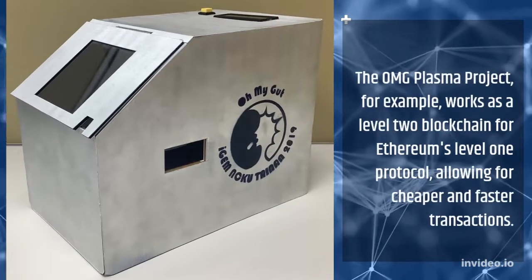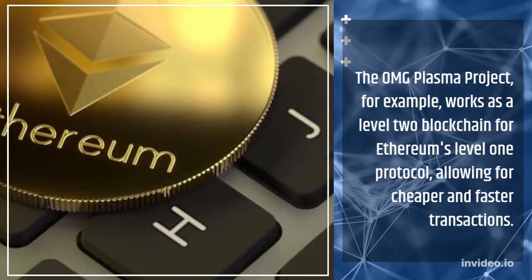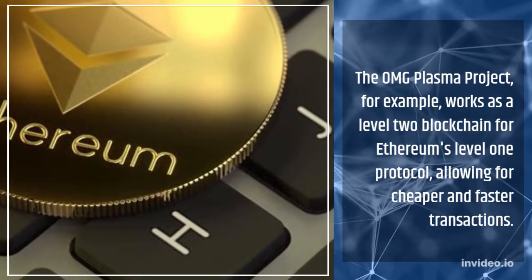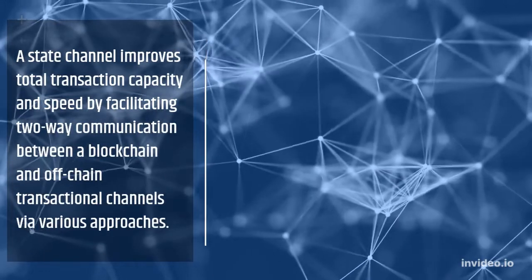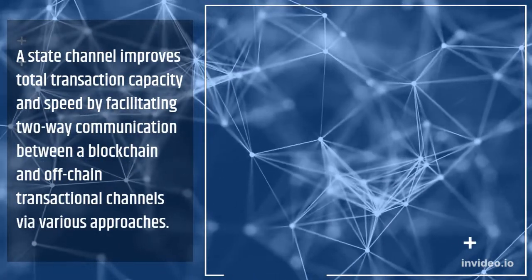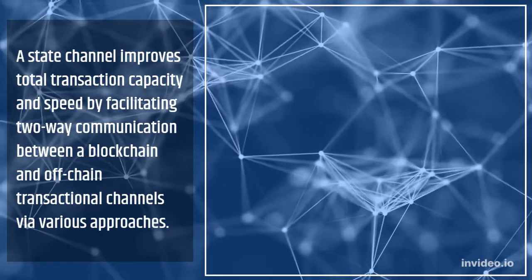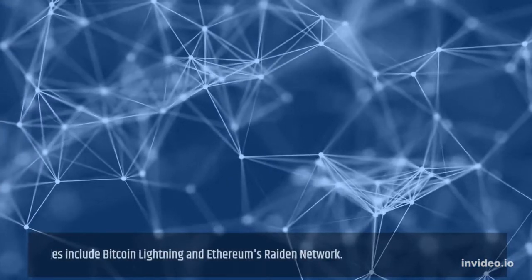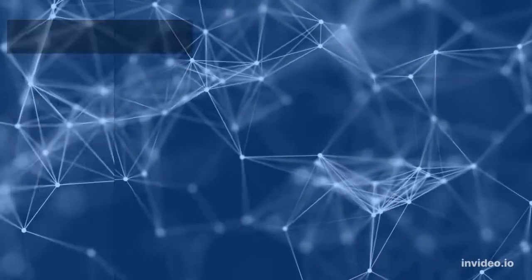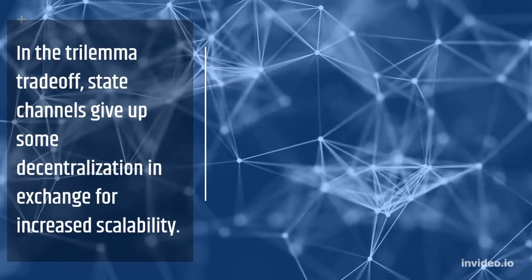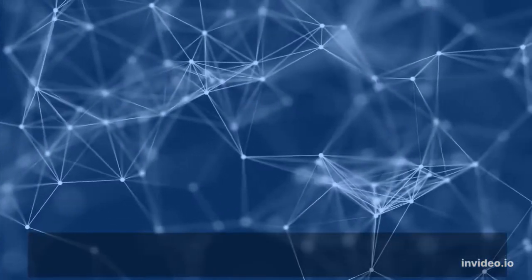The OMG Plasma project, for example, works as a Level 2 blockchain for Ethereum's Level 1 protocol, allowing for cheaper and faster transactions. A state channel improves total transaction capacity and speed by facilitating two-way communication between a blockchain and off-chain transactional channels via various approaches. State channels examples include Bitcoin Lightning and Ethereum's Raiden network. In the trilemma trade-off, state channels give up some decentralization in exchange for increased scalability.